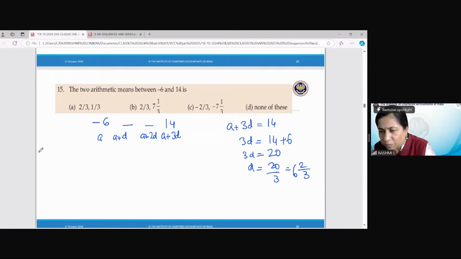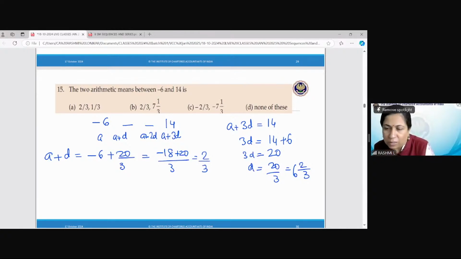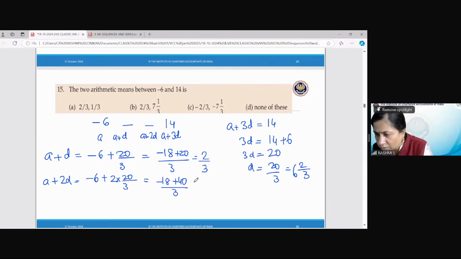A plus D is equal to -6 plus 20 upon 3. That is -18 plus 20 upon 3, which is equal to 2/3. Now, A plus 2D is equal to -6 plus 2 into 20 upon 3. So this is -18 plus 40 upon 3, which is equal to 22 upon 3, which is equal to 7 1/3.